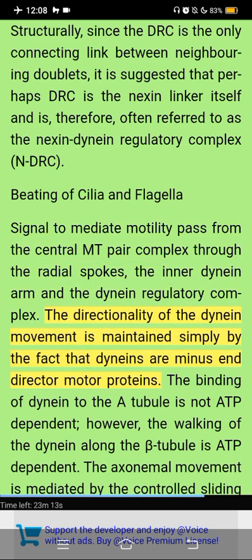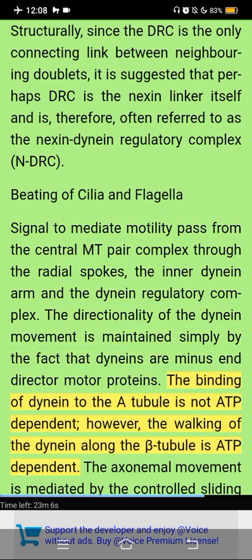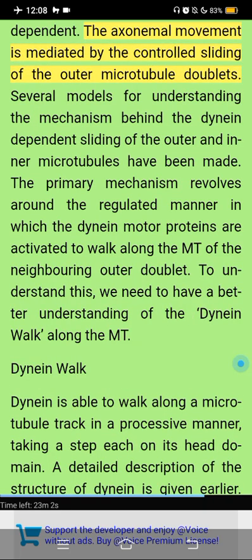The directionality of the dynein movement is maintained simply by the fact that dyneins are minus-end directed motor proteins. The binding of dynein to the A tubule is not ATP dependent. However, the walking of the dynein along the B tubule is ATP dependent. The axonemal movement is mediated by the controlled sliding of the outer microtubule doublets.